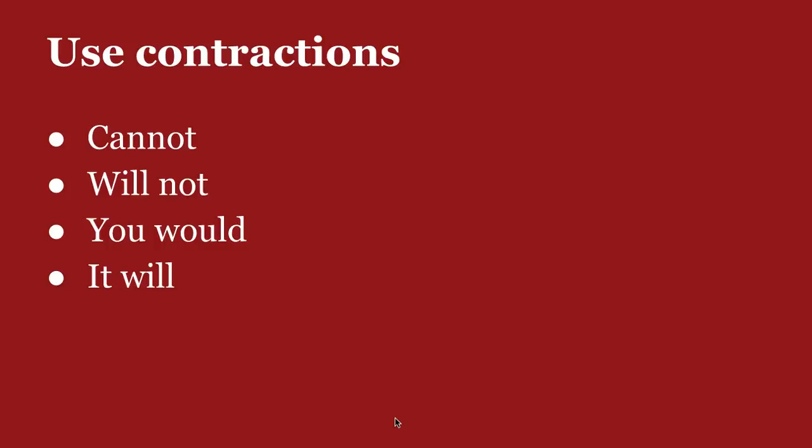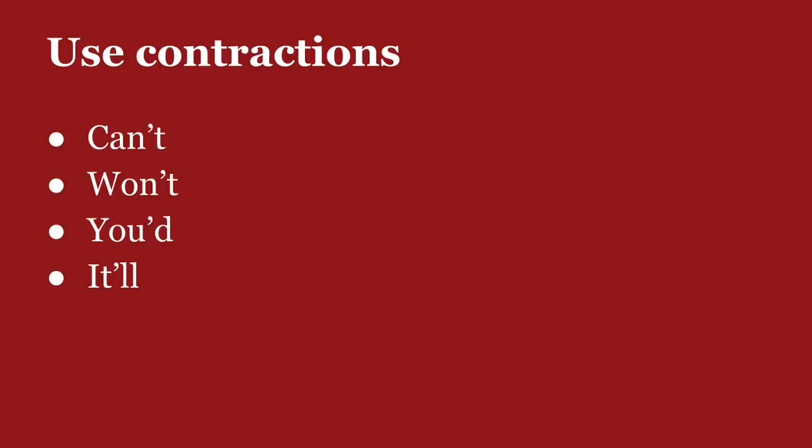Plus, they have the added benefit of making your writing seem approachable, which is very useful for writing for the web, for blogging, that sort of thing. So when we use contractions, these 4 examples become: cannot becomes can't, will not becomes won't, you would becomes you'd, and it will becomes it'll.